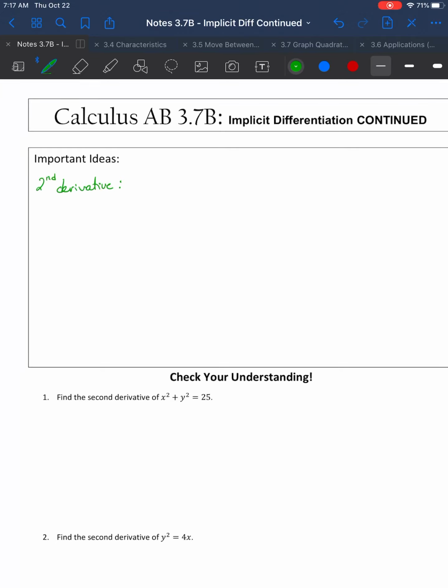Hey guys, today we're going to continue with implicit differentiation, and what we're going to focus on today is what's called the second derivative. To be the second derivative means we're going to take the derivative of the derivative.